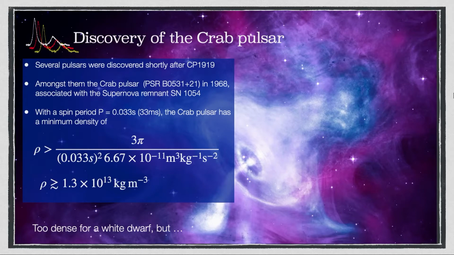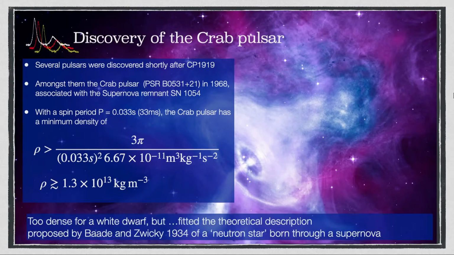So much faster than the original discovery pulsar. Remember that one, the pulses for that one were coming at 1.33 seconds. Now it's almost 100 times faster here. And so naturally, that just goes into your density calculation. And you find that the thing that you're observing, if it's spinning at this rate, has a density higher than 1.3 times 10 to the 13 kilograms per cubic meter. And this was simply too dense for what could be a white dwarf. But it did actually make astronomers page back to some theory that was already written up in the 30s.